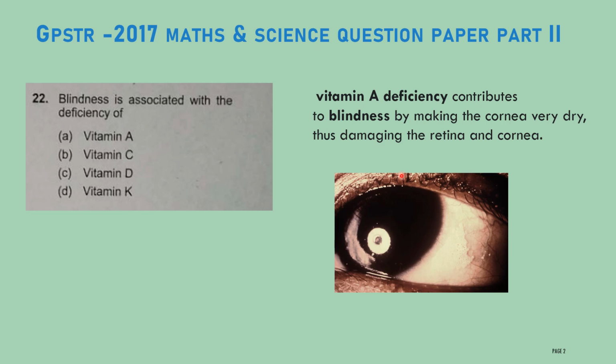retina. Therefore, vitamin A deficiency will cause damage in the retina and also in the cornea. If either gets damaged, then you are not able to see an object. Therefore, the correct answer for this question is vitamin A. It will cause blindness of the eye.